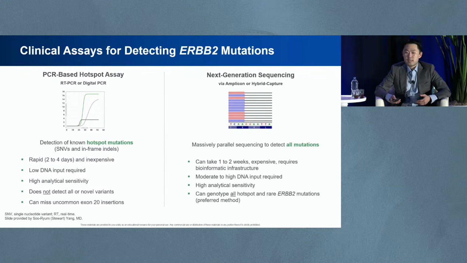And then of course we have next generation sequencing, or NGS, which takes a little bit more time, is more expensive, and requires more infrastructure and more DNA. But the big advantage here is that it can genotype and sequence all HER2 mutations that are activating and actionable. So this is really the preferred method if there's enough tissue.